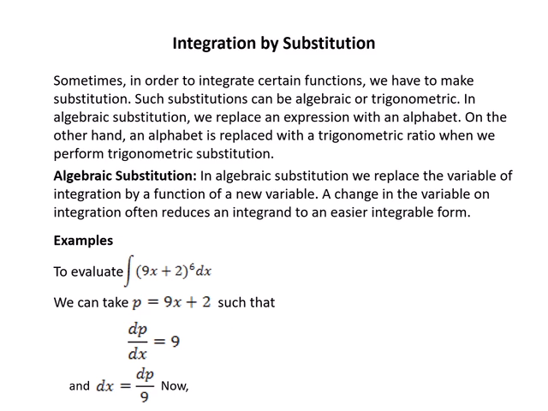We replace an expression with what? With an alphabet. And when we are having an algebraic substitution, we try as much as possible to express it with an alphabet. On the other hand, an alphabet is replaced with a trigonometry ratio when we perform trigonometry substitution.